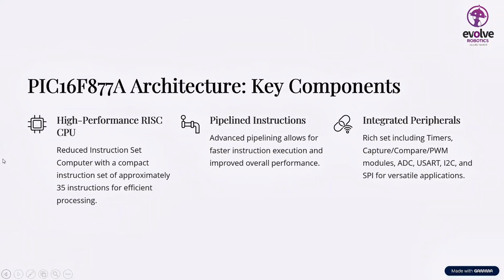What do you mean by pipeline instruction? Pipeline instruction means when one instruction is being executed, the second instruction will be decoded and the third one will be fetched. All these processes take place simultaneously, which makes the instruction execution faster. And the last key component is integrated peripherals. PIC16F877A has peripherals such as timers, ADCs, USART, I2C, SPI integrated in it.